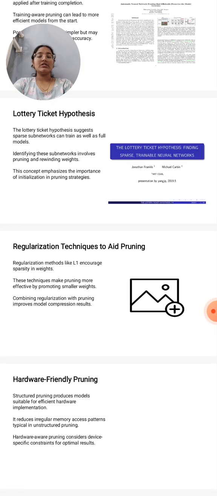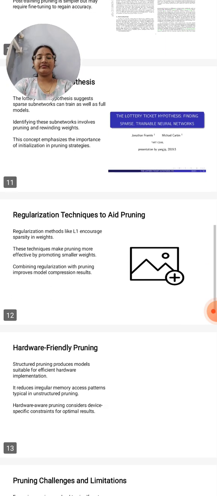Regularization techniques to aid pruning. Regularization methods like L1 encourage sparsity in weights. These techniques make pruning more effective by promoting smaller weights. Combining regularization with pruning improves model compression results.